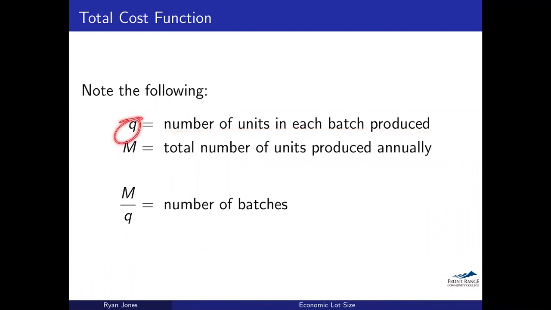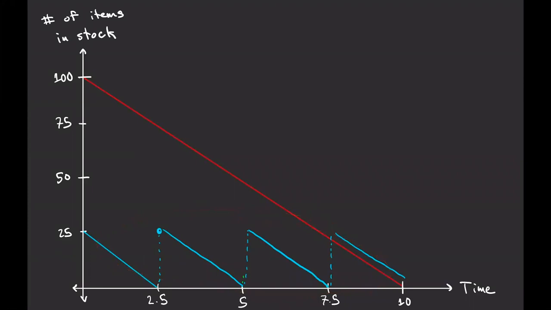And then M is going to be the number of total units that I make in a year. So what that means is that M over Q is the number of batches in a year. If I take the total number of units that I produce and I divide that by the number of units that I make per batch, that just tells me how many batches I had. So going back to this case here in the blue, I'm gonna make 100 total. You can see I make 25 here, I make 25 there, I make 25 there, and I make 25 there. That's 100 total over the number that I produce per batch, which is 25. If I do 100 divided by 25, that gives me 4. And you can see, hey, there's 4 batches that I do right there. 1, 2, 3, 4. So that M over Q gives me the number of batches.